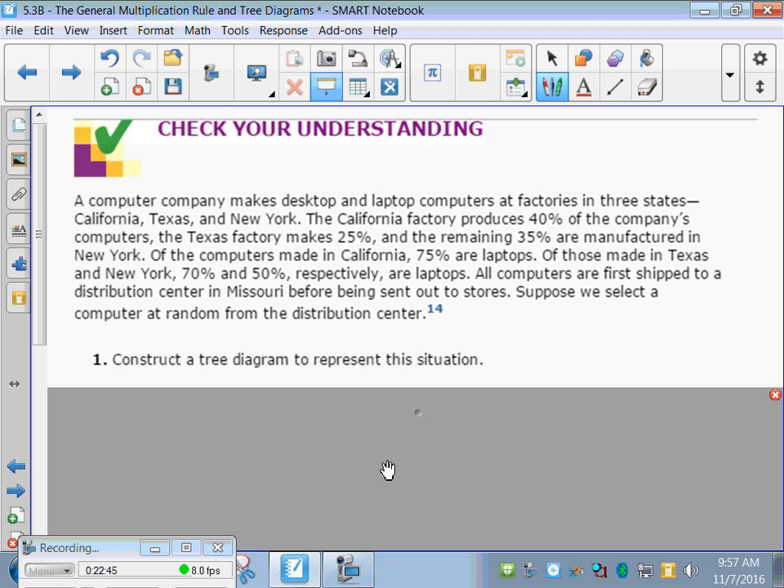A computer company makes desktop and laptop computers at factories in 3 states, California, Texas, and New York. The California factory produces 40% of the company's computers. The Texas factory makes 25% of the company's computers, and the remaining 35% are manufactured in New York. Of the computers made in California, 75% are laptops. Of those made in Texas and New York, 70 and 50% are laptops, respectively. All computers are first shipped to a distribution center in Missouri before being sent out. Suppose we select a computer at random from the distribution center. So you guys construct a tree diagram.